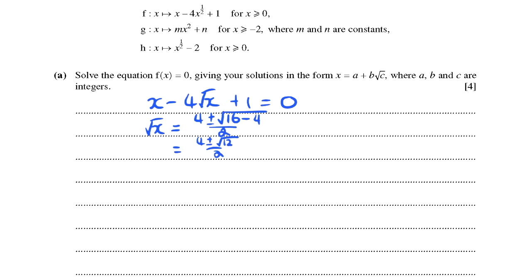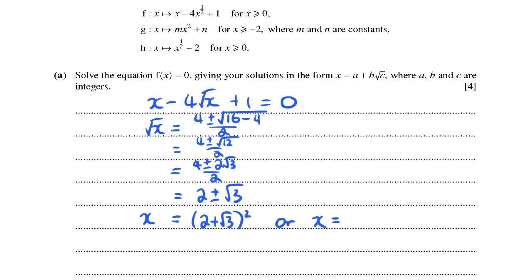So root 12 can be root 4 times root 3, and we can do the square root of 4, so it comes out, and it will become 4 plus or minus 2 root 3 over 2, which means that the 2 can cancel, and we will have 2 plus or minus root 3. That's the square root of x. We need to find x, so x is going to equal that squared. So x is going to equal 2 plus root 3 squared, or x is going to equal 2 minus root 3 squared.